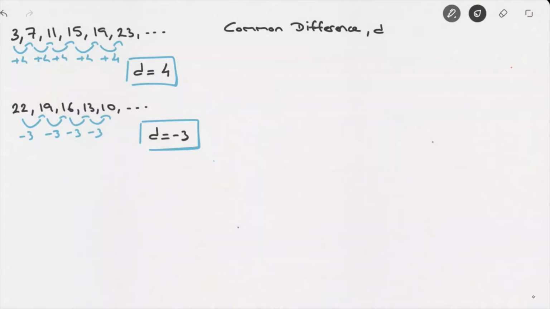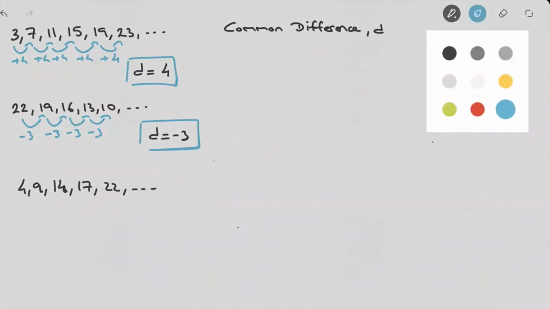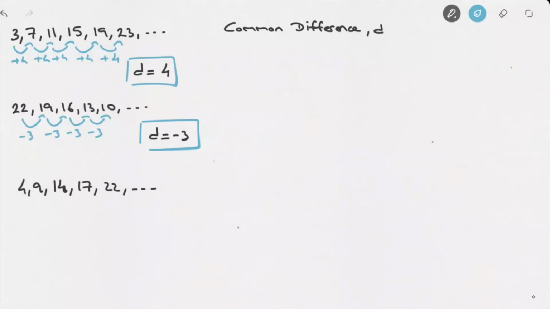Now let's look at another sequence. Let's say we were given the following: 4, 9, 14, 17, 22, and so on. Well, looking at this sequence, as we go from left to right, we can see that to get from the first to the second term, we're adding 5. The second to the third term, we're adding 5 again. But now, to get from the third to the fourth term, we're adding 3. And then to get from the fourth term to the fifth term, we're adding 5 again.